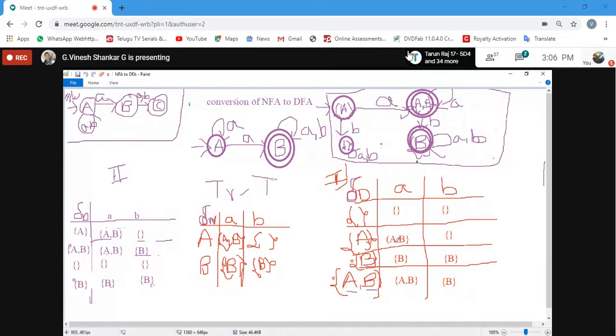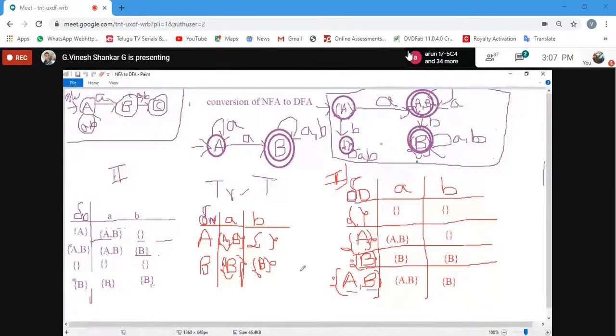That's why null. But A to A, what are you having in this transition table of NFA? A to A, I'm having A comma B. Please put that A comma B here. Next, A to B is null, so put null. B to A is B. B to B is B. Put them in by seeing this transition table. Now you're having one more, A comma B. A comma B to A, we don't have directly, but you have to check it. A to A, you're having A comma B. So write down A comma B here.